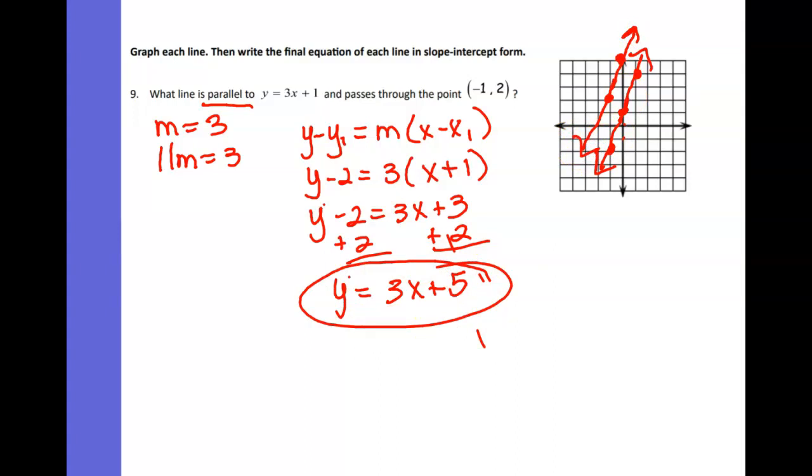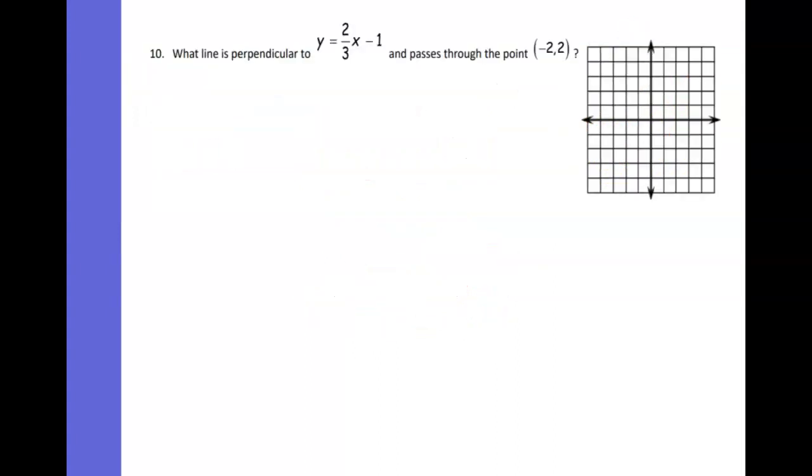Now we'll do an example of perpendicular. What line is perpendicular to y equals 2/3 x minus 1 and passes through the point -2, 2? So I'm going to start by graphing this line. I start at my y-intercept of -1. My slope is 2/3, so I'm going to rise 2 and run 3. Or I'm going to go down 2 and to the left 3, and I'm going to make my line. So my slope here is 2/3.